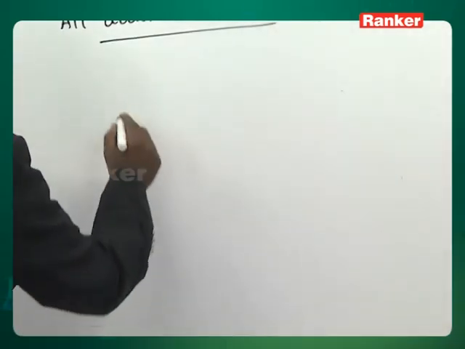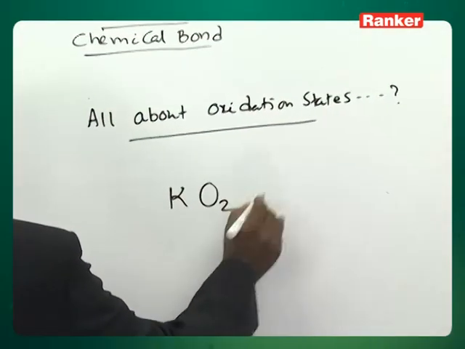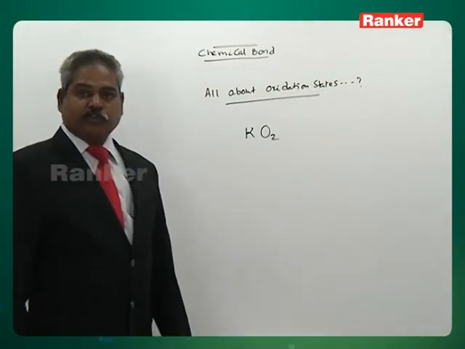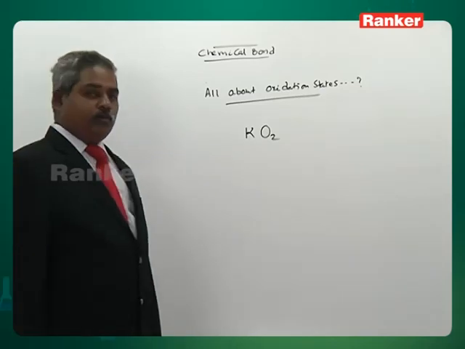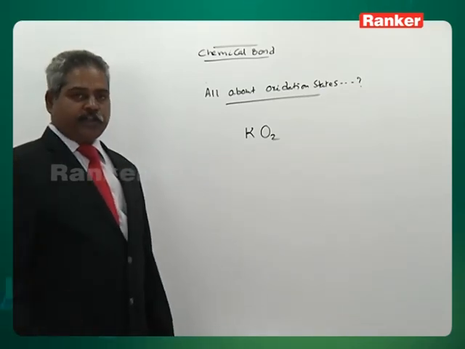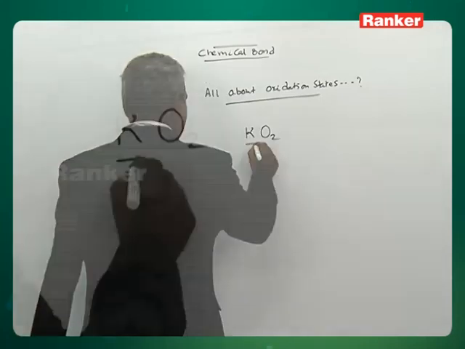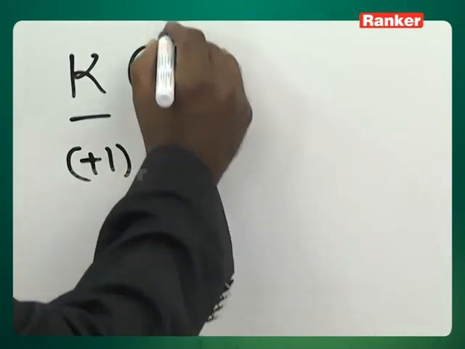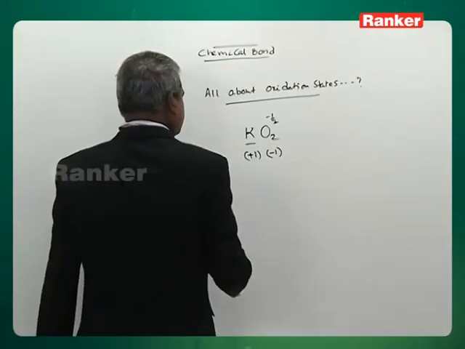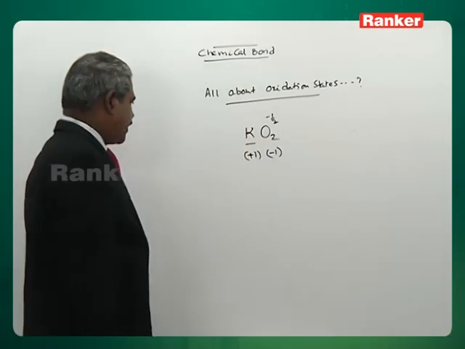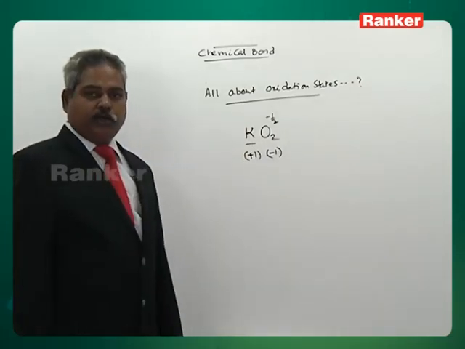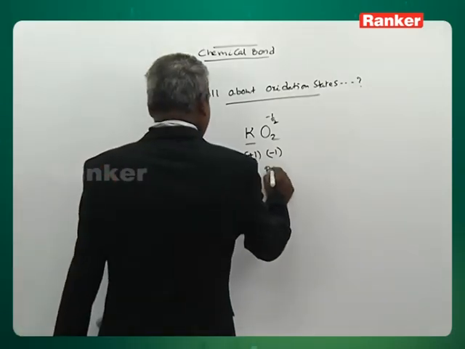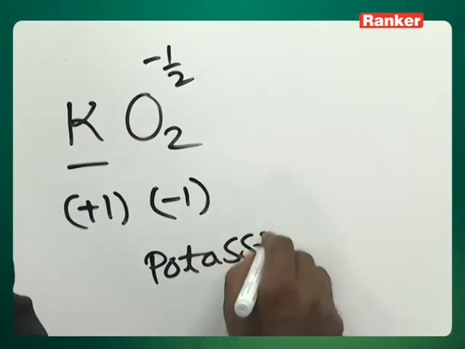Now, what is the name of KO2? The name of an oxygen compound depends on its oxidation state. What do you know about K? First group, potassium, fixed. So potassium is always plus 1 and 2 oxygens together minus 1, each oxygen minus half. So oxygen got minus half because potassium is willing to lose only one electron. It doesn't give more than one electron. Therefore, it is potassium superoxide.